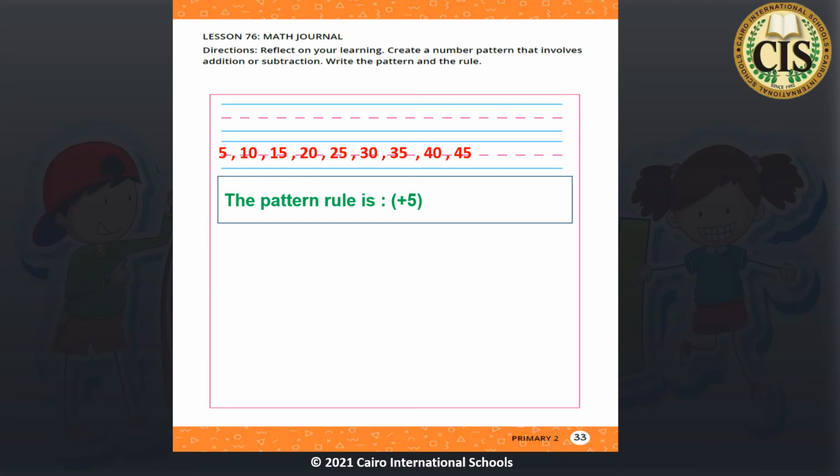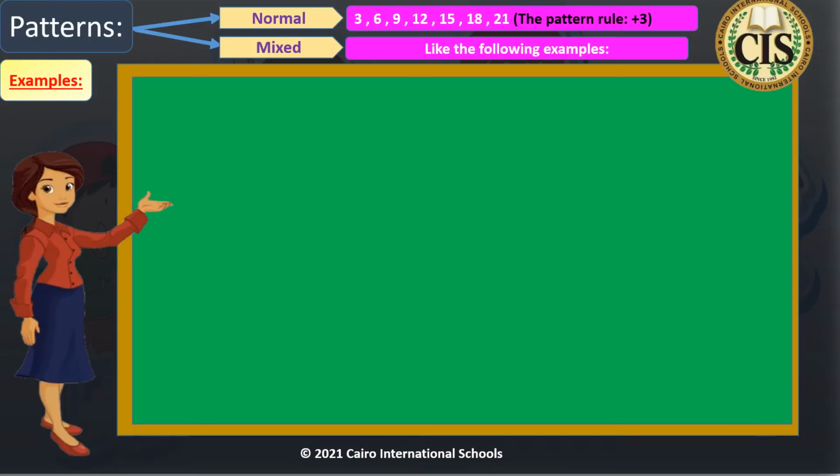5 plus 5 equals 10. 10 plus 5 equals 15. 15 plus 5 equals 20, and so on. Now we can say that patterns have two forms, which are normal pattern and mixed pattern. Normal pattern means we are adding or subtracting the same number.